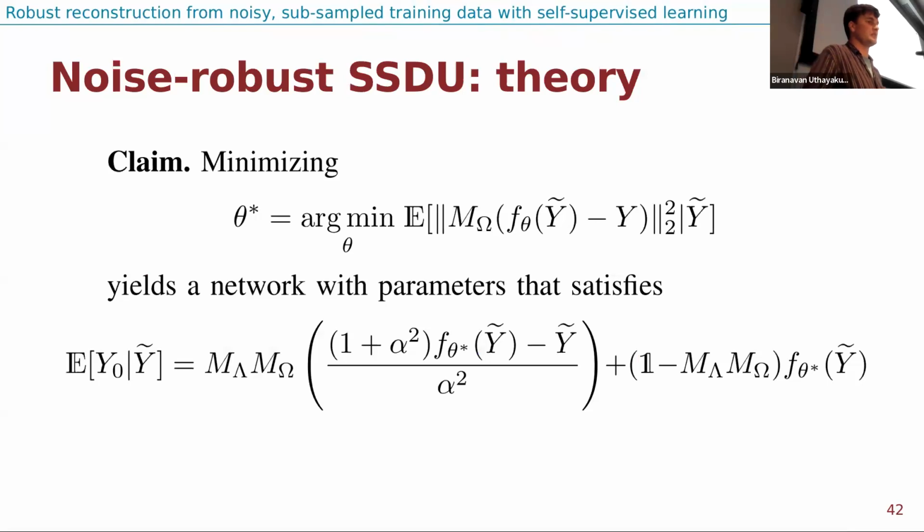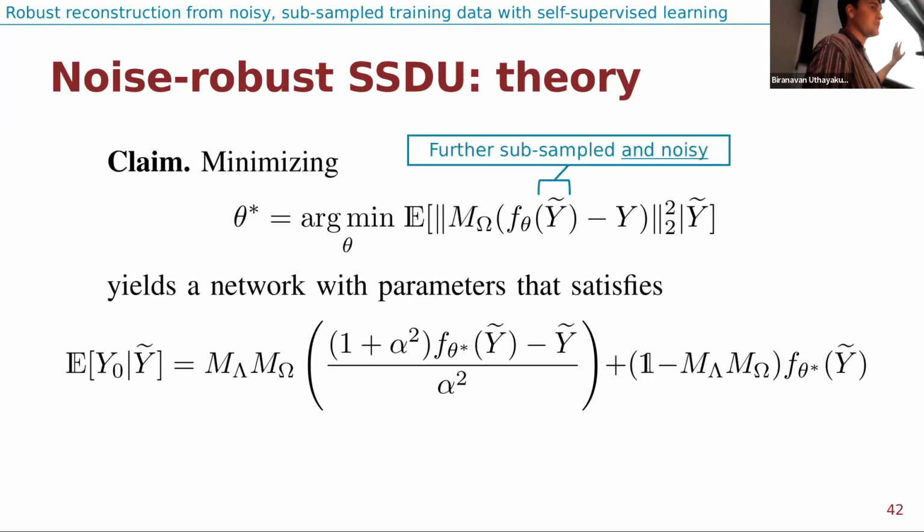And we can say something similar theoretically about how this works. So the loss function here is slightly different from before because we need to train the network to map to itself as well. Otherwise, it's not going to learn to remove noise. So it's M_omega instead of (1 minus lambda) M_omega. And if we train with this, also, just to emphasize, the y tilde here is further subsampled and noisy, whereas before it was just further subsampled.